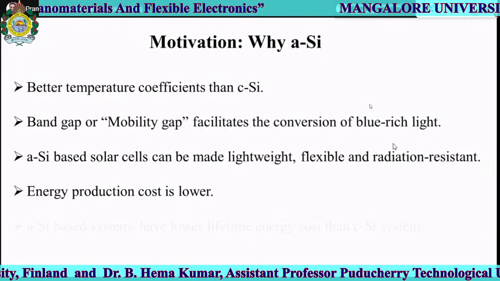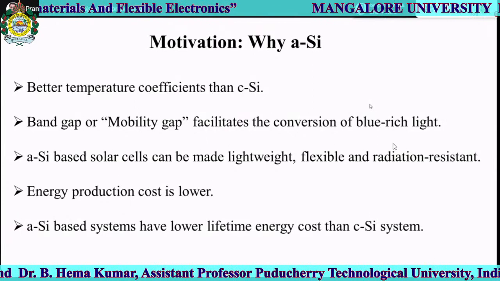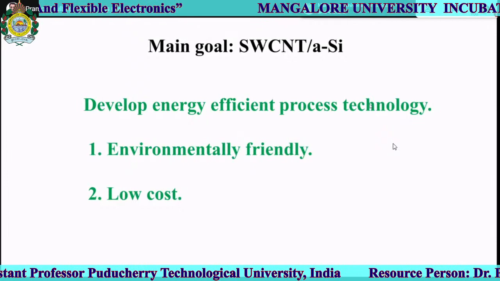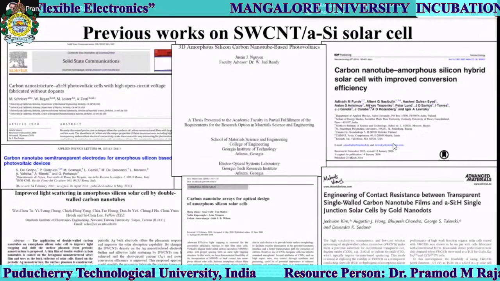So as I mentioned, the energy production cost is lower. Amorphous silicon based systems have a much lower energy payback time than crystalline silicon, simply due to the infrastructure that is needed to produce crystalline silicon. And the main goal in the work that I targeted was to develop an energy efficient process which is environmentally friendly and very low cost. So there have been several works and a lot of reports. I've just taken out some of the most important works.